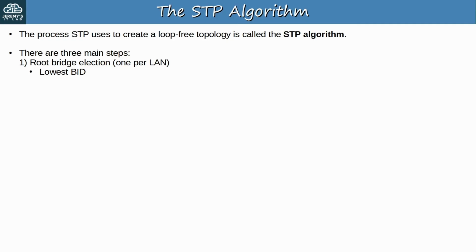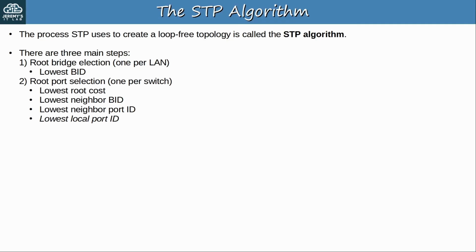Keep in mind that STP was developed before switches, so STP uses the term bridge. Bridges can be thought of as predecessors to switches, but in the context of STP, a bridge and a switch are the same thing. Even the latest version of the standard uses the term bridge, even though bridges have been replaced by switches. The next step is the root port selection. Each switch selects one, and it is selected using the following parameters: lowest root cost, lowest neighbor bridge ID, lowest neighbor port ID, and finally the lowest local port ID. We'll see where that last one comes into play.